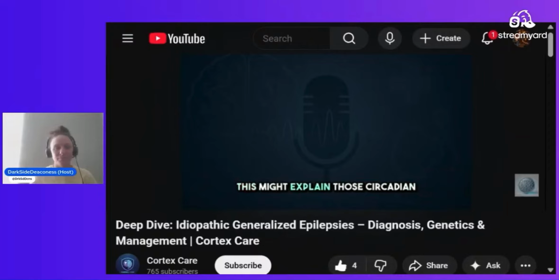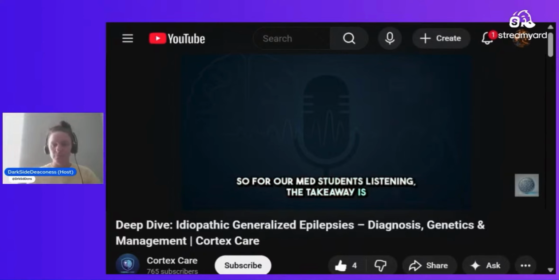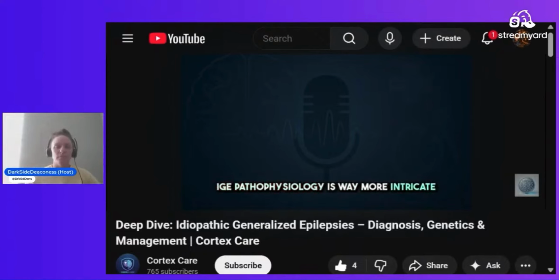Wakefulness. This might explain those circadian patterns, and those bursts of fast spikes you sometimes see on EEG during sleep in IgE patients. They might actually be a marker for drug resistance in some cases. Wow. Okay, so for our med students listening, the takeaway is IgE pathophysiology is way more intricate than the simple textbook explanation. Specific networks, multiple mechanisms, subtle imaging findings, links to sleep. It's a busy area of research.